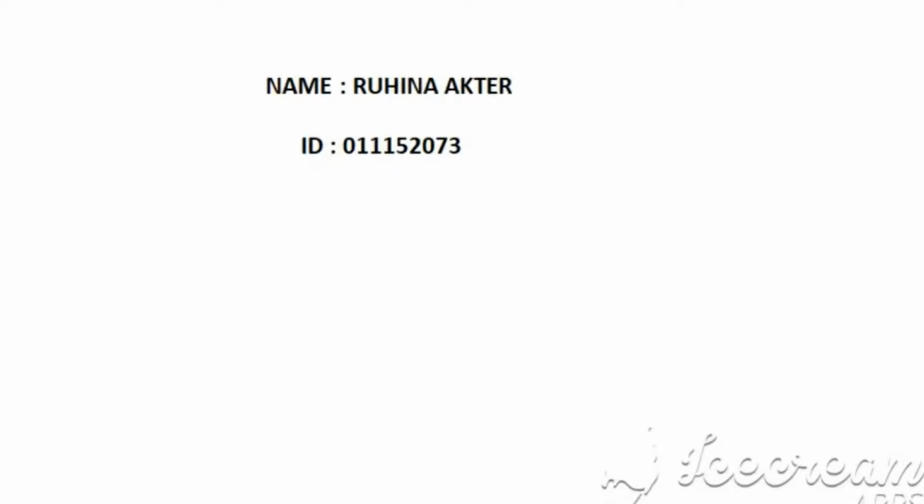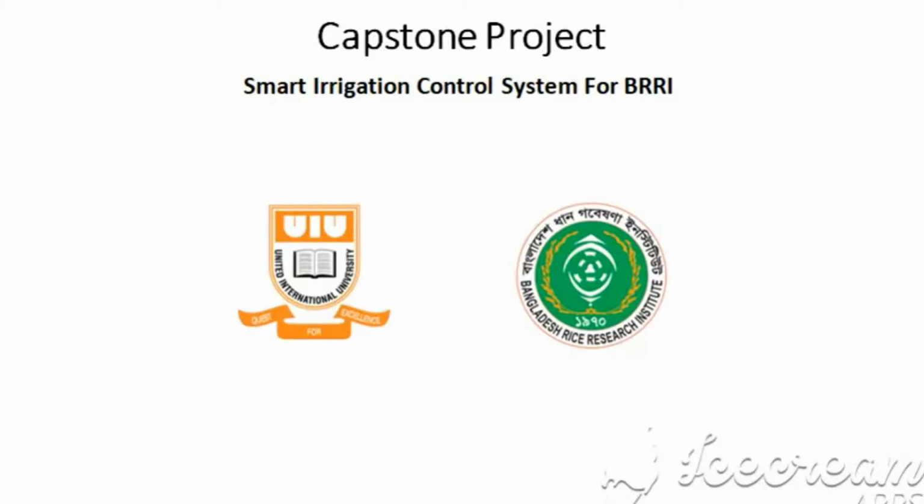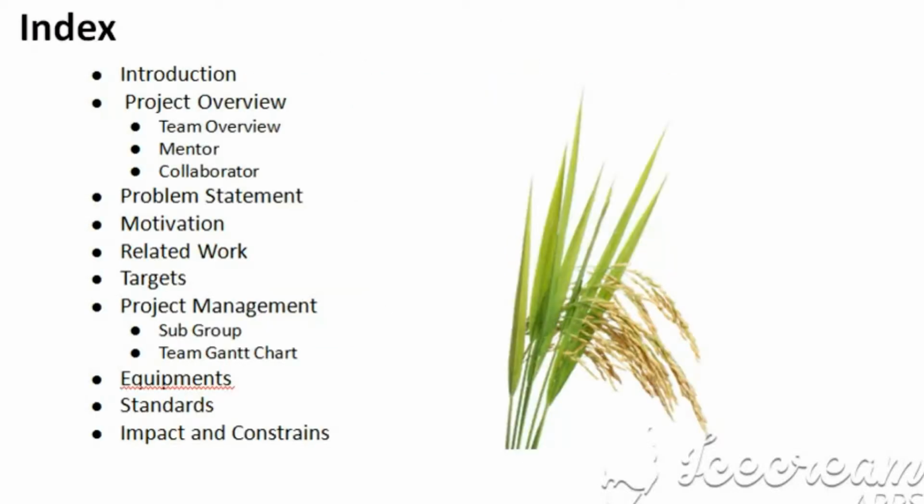Hello everyone, my name is Ruhina Akhtar and I am from Group B4. The name of our project is Smart Irrigation Control System for Bangladesh Rice Research Institute.